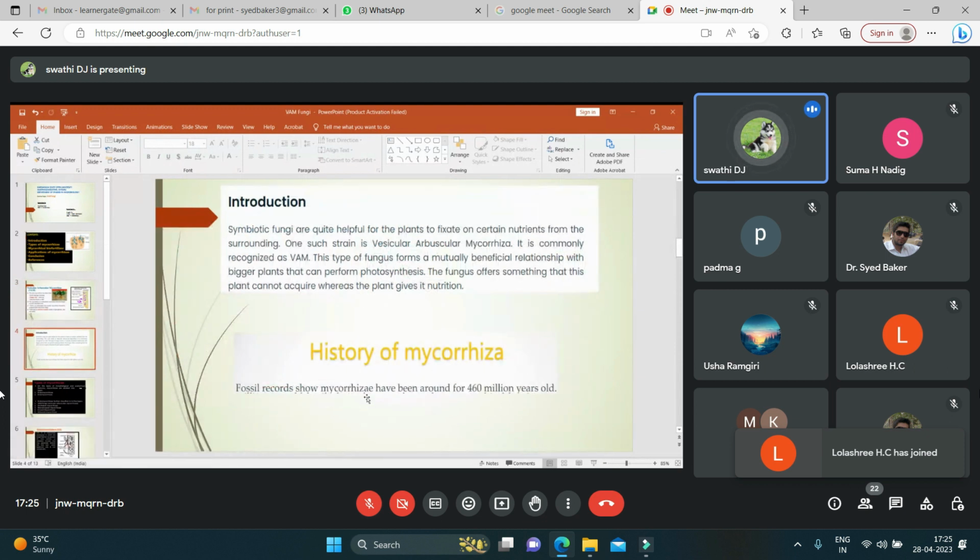When it comes to introduction, symbiotic fungi are quite helpful for the plants to fixate certain nutrients from the surroundings. One such strain is vesicular arbuscular mycorrhiza. It is commonly recognized as VAM. This type of fungus forms a mutually beneficial relationship with the bigger plants that can perform photosynthesis. Fossil records show mycorrhizae have been around for 460 million years.